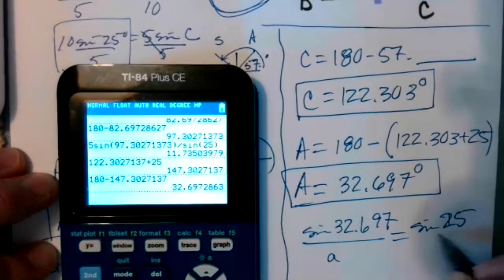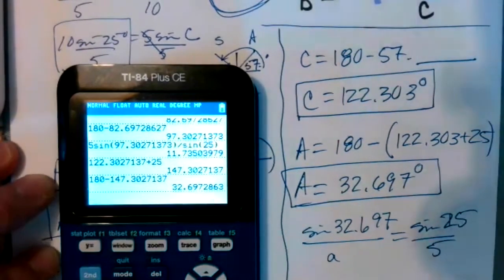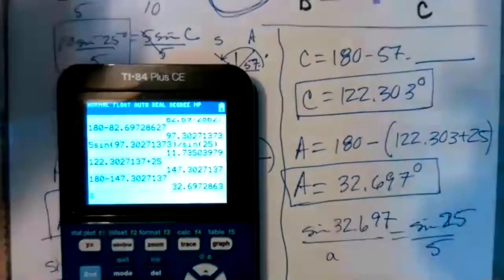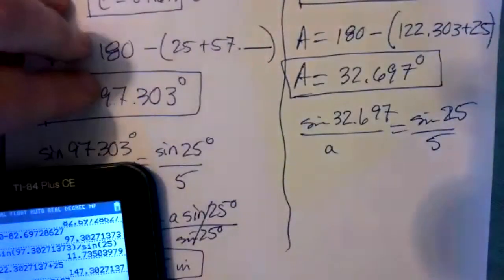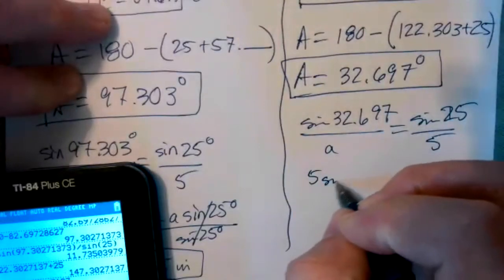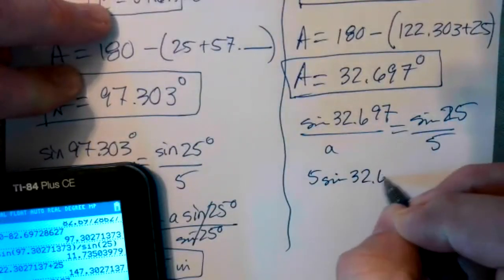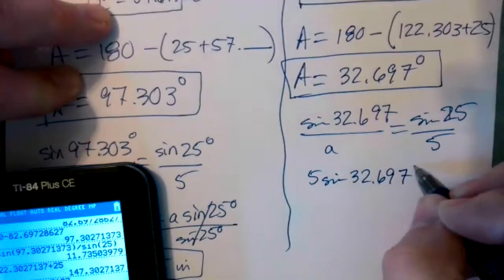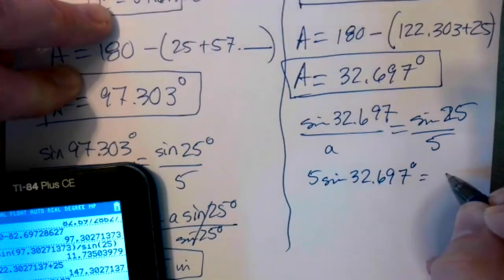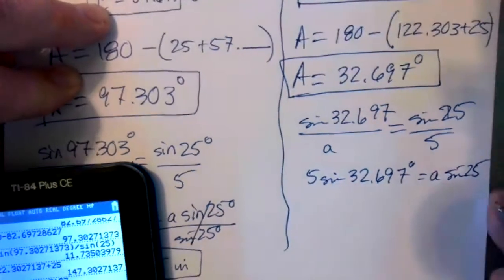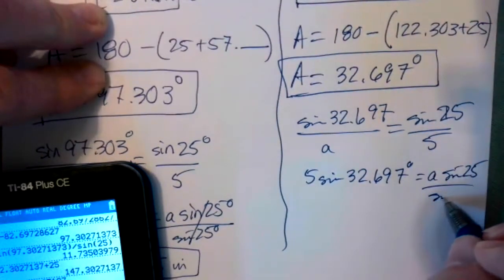Okay, 25/5, and I'm still on screen, so that's good. So again, I'm going to cross multiply. All the math I'm doing right now looks just like the math I just did. It just has this other version of the angle in it. That's A times the sine of 25, and I'll divide by the sine of 25.